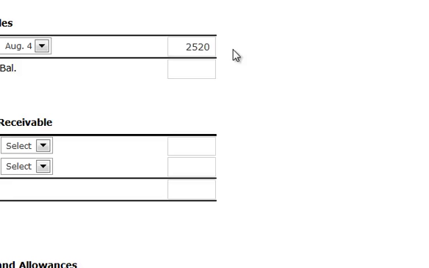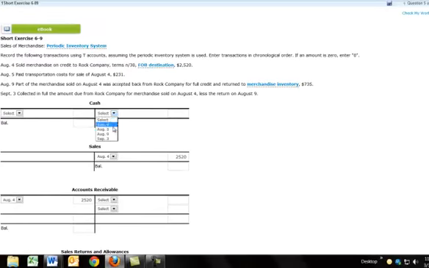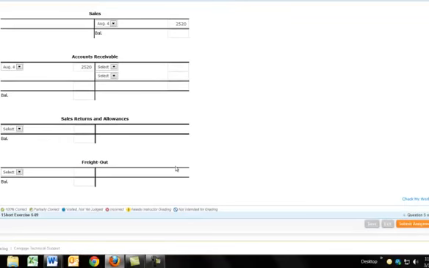Okay, so then August 5th, we paid transportation costs for sale of August 4th, $231. So if we're going to pay our transportation costs, we're going to credit our cash account in the amount of $231. And transportation costs will go to our account called Freight In, also in the amount of $231.